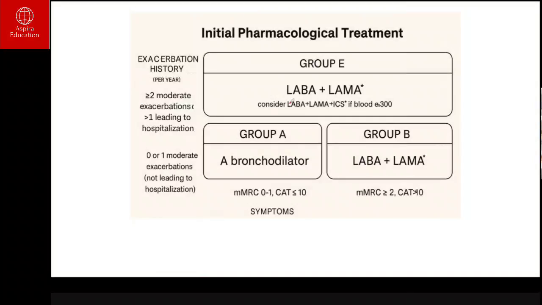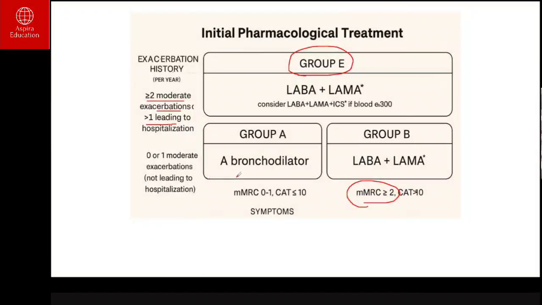Initially, there were groups A, B, C, and D, but now they have clubbed C and D and made it group E, which is the very severe group, having more than 2 moderate exacerbations or 1 which is leading to hospitalization. And the mMRC grading is irrelevant to that, whether it is 0, 1, 2, 3, 4. If there is more than 2 exacerbations or 1 exacerbation leading to hospitalization, they directly belong to group E.